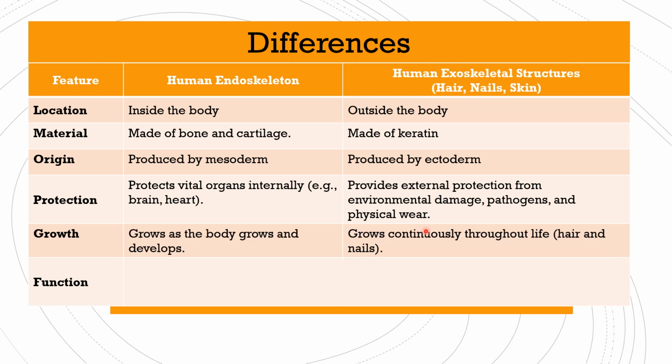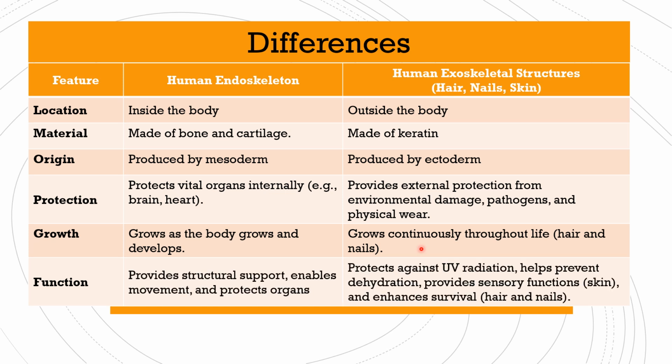Talking of growth, endoskeleton continues to grow along with the body and develops, whereas the exoskeletal structures continuously grow throughout life, for example, hair, nails, etc. And function-wise, endoskeleton provides structural support, it helps in movement, and it protects the organs. Whereas the exoskeleton protects the body from UV radiation, it prevents dehydration, skin especially acts as a sensory organ, and structures like hair and nail help us in defense, protection and survival.